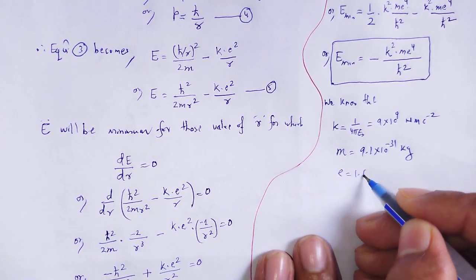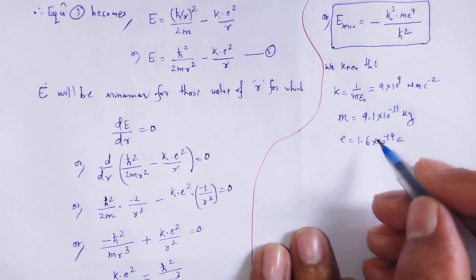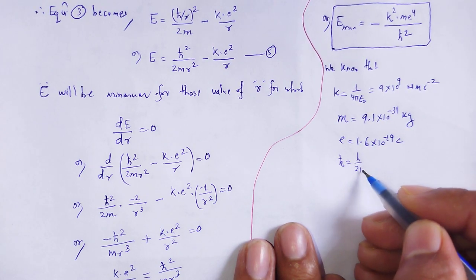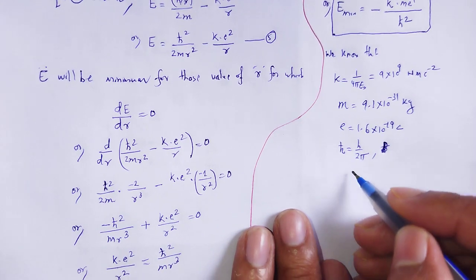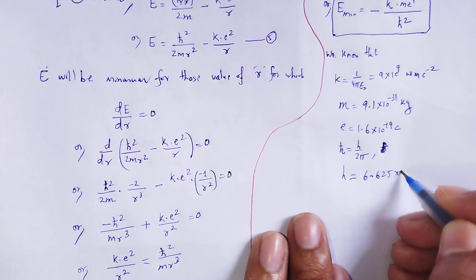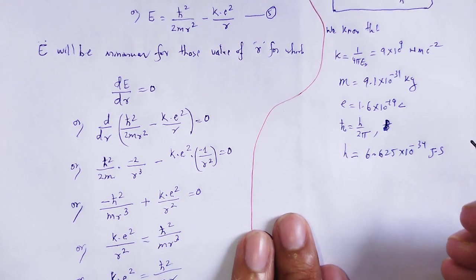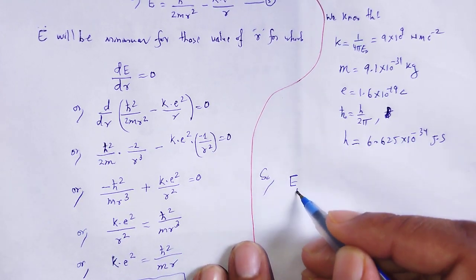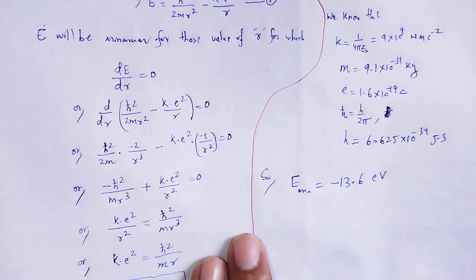Charge of electron is 1.6 into 10 to the power minus 19 coulomb, and h bar, with h the Planck's constant, is equal to h by 2 pi, where the value of h is 6.625 into 10 to the power minus 34 joule second. So E minimum is equal to minus 13.6 electron volt.